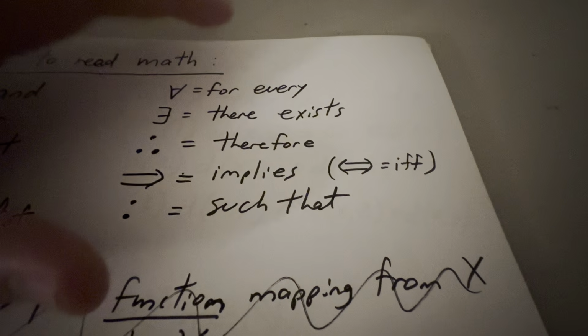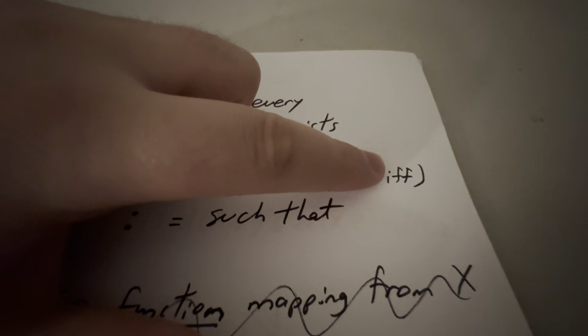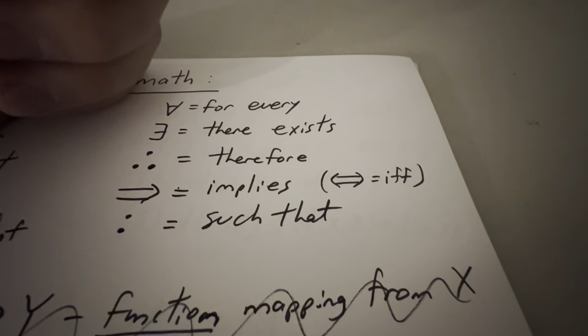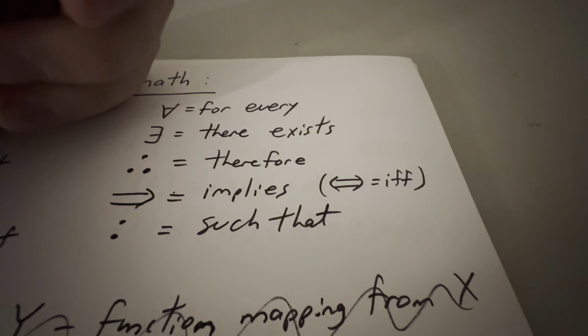But if you have both directions, then you have the double arrow. And the double arrow is usually written with iff, to quote one of my instructors, which is just a short way of writing if and only if. You see it in books a lot too.